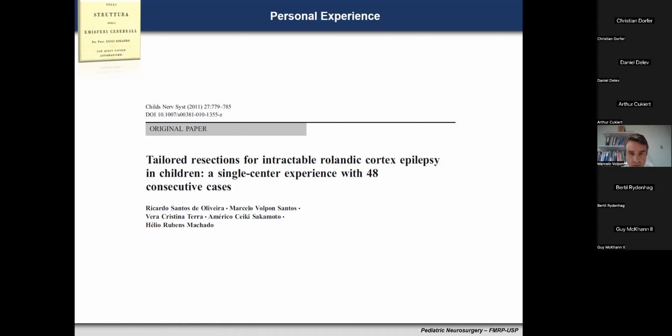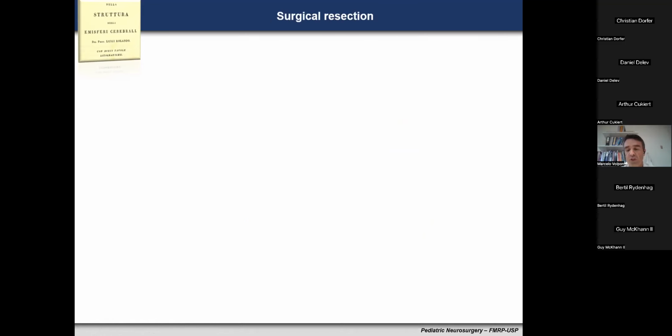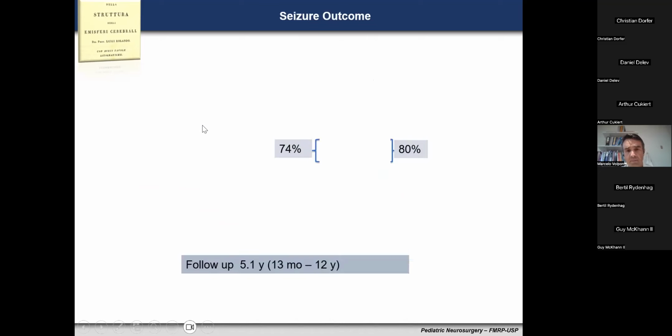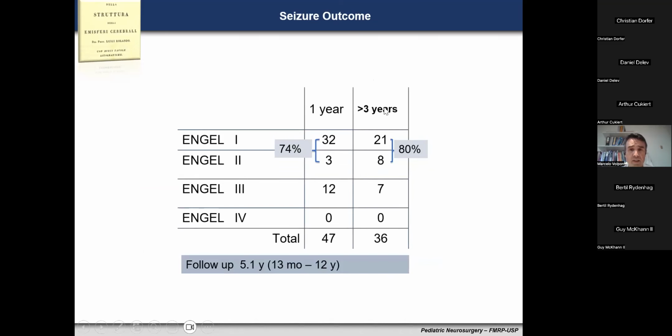Last, as Daniel said, and I'm going to be very brief about this, we studied our first 48 cases, and I just want to show you our results. Very summarized, we were able to perform complete resections in roughly 80% of these patients, and about 20% had incomplete resection. This is the distribution according to location. The outcome is quite good, even in the short and longer term. 74% were Engel 1 and 2 in the first year, and in 3 years, even though we lost patients to follow up, we still had 80% of patients classified as Engel 1 and 2, which I think is quite good.